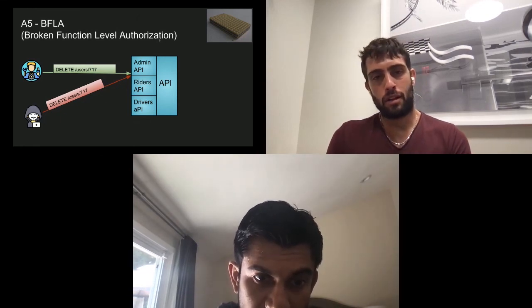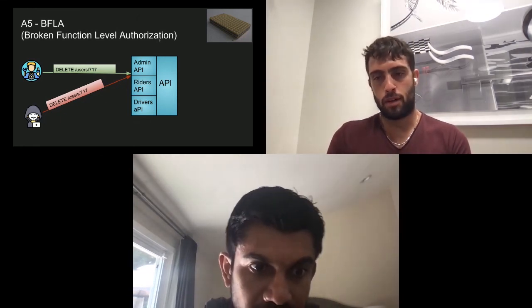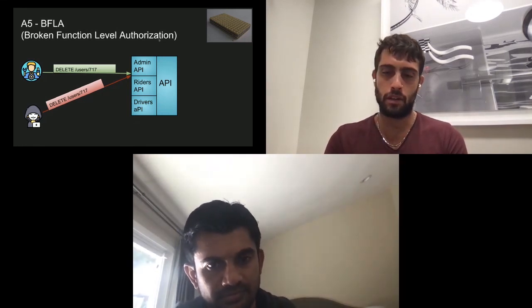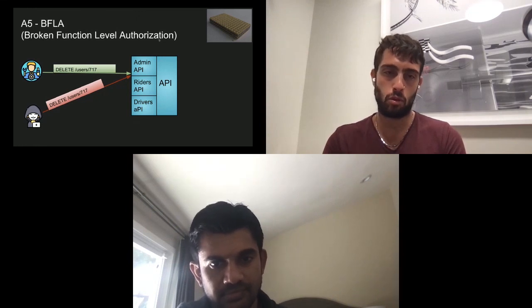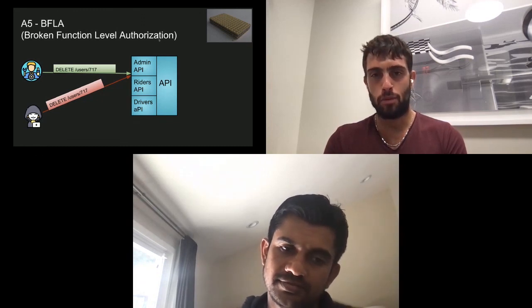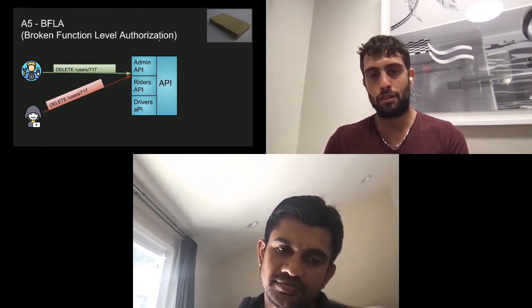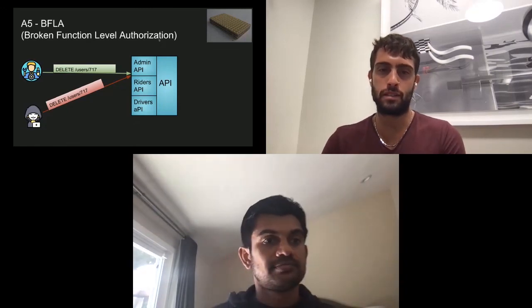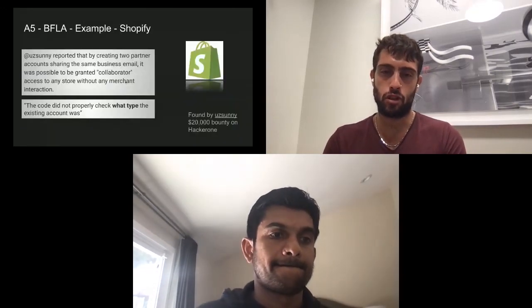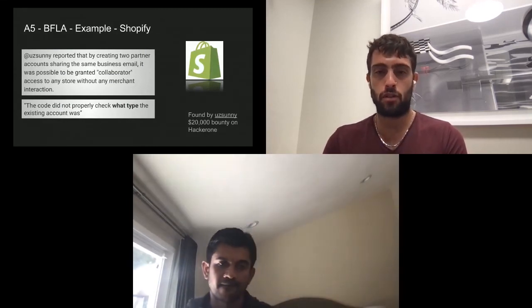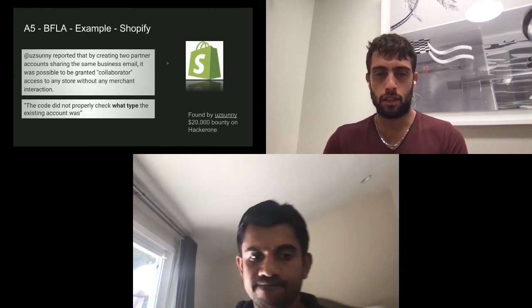A recent example of BFLA in Shopify was part of a HackerOne bug bounty. The bug bounty hunter won 20K because of this vulnerability. He found an admin API endpoint on Shopify that allowed him to define himself as a collaborator. What is a collaborator? It's basically a shop admin. If you're a collaborator on Shopify, you have full access to make any changes on the shop. So he found an admin endpoint that allowed him to escalate his own privileges and become an admin, which is very interesting.